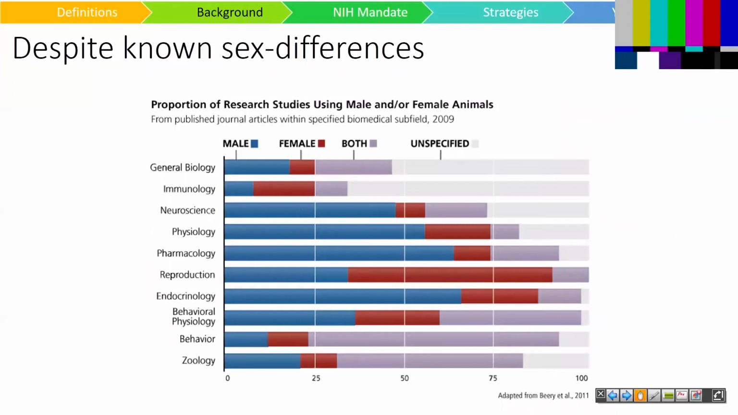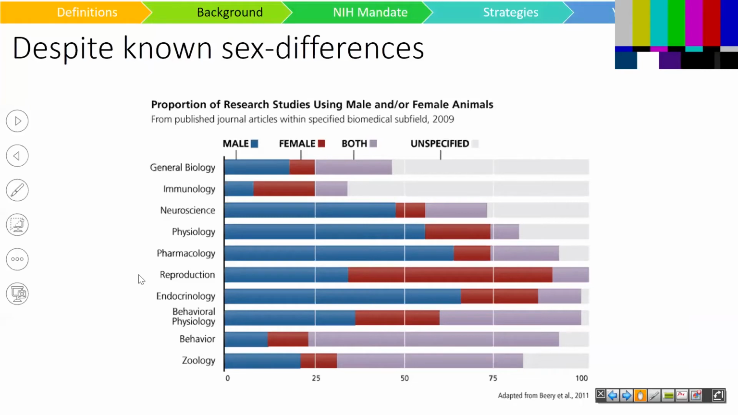So here's, I guess, the meat of why we're even having this conversation. I realize this is from 2011, but I did specifically pick that date for setting up the next slide. This is just showing you, there's a lot of different fields listed over here, but to give you a global sense of how often males are reported in publications versus females versus both. And as you can see, there is a substantial amount of research focused on males.